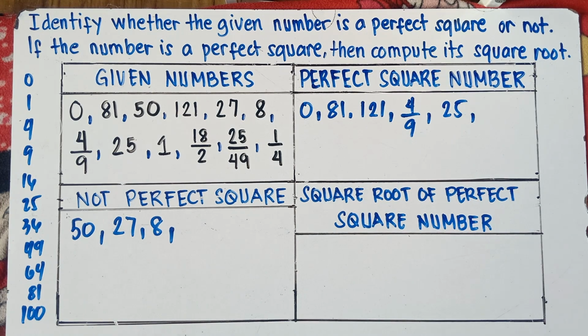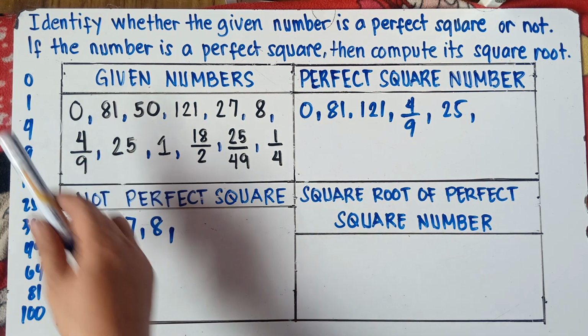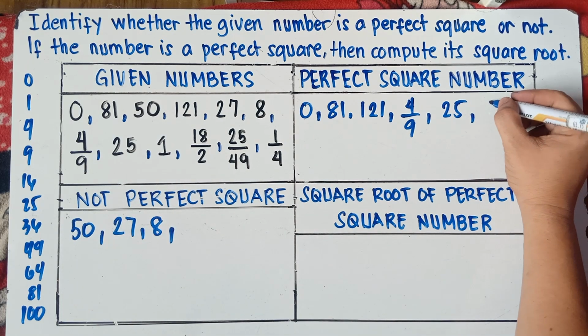Alright, so how about 1? Is 1 a perfect square? Yup, 1 is a perfect square, because 1 times 1, that's 1.